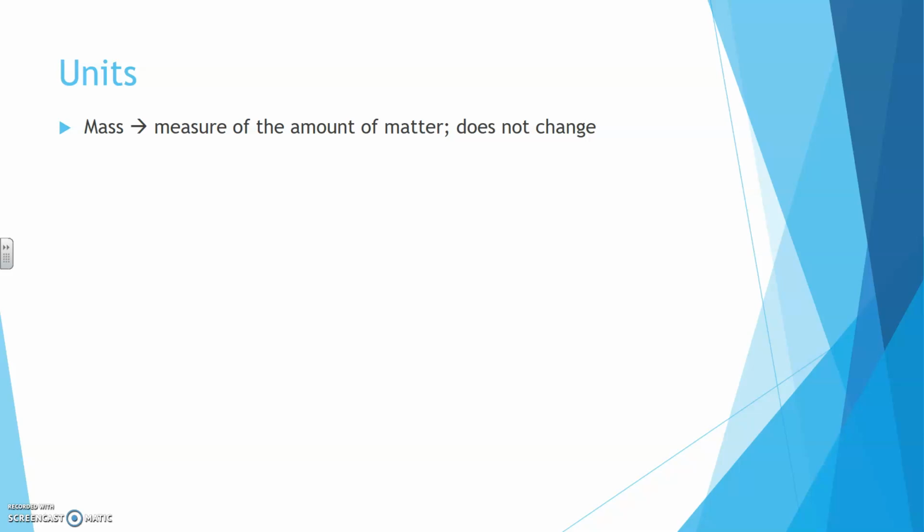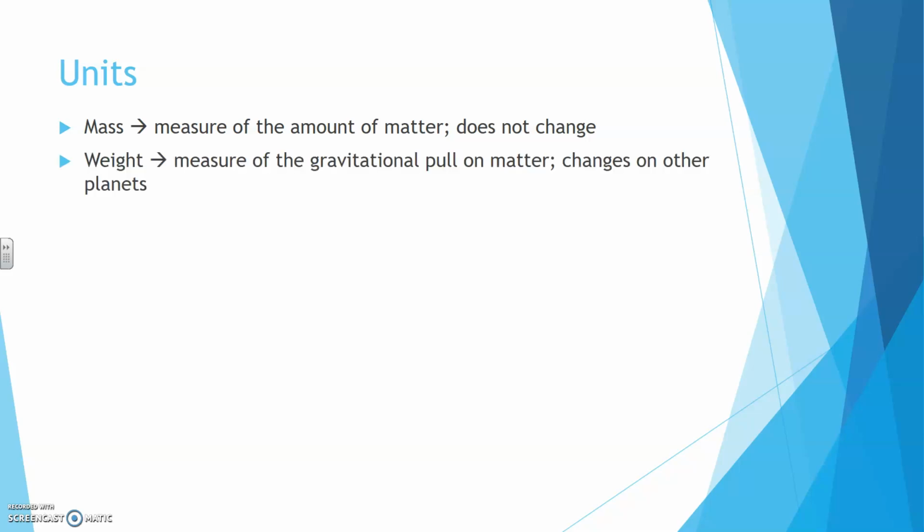Okay, now this becomes important when you start talking about weight. So here on Earth, we generally tend to use mass and weight interchangeably. They are not actually the same. Weight is a measure of the gravitational pull on matter. So it's not a measure of the amount of matter, it's a measure of that gravitational pull on it.